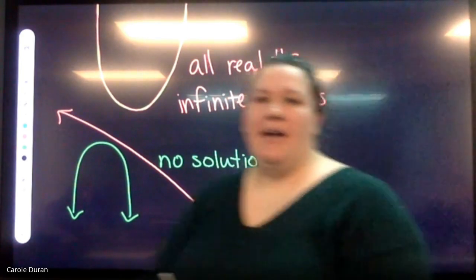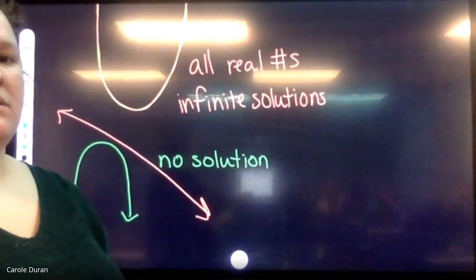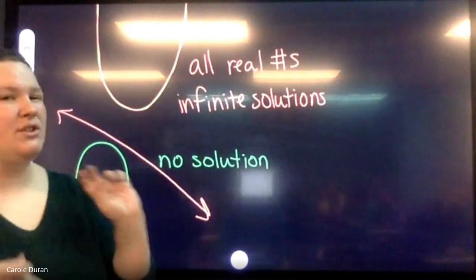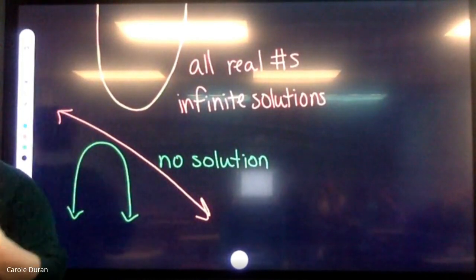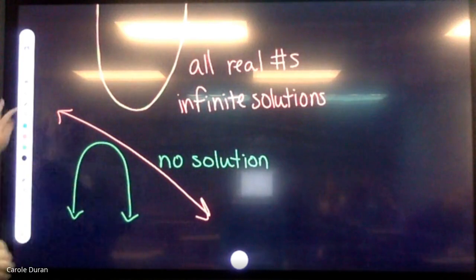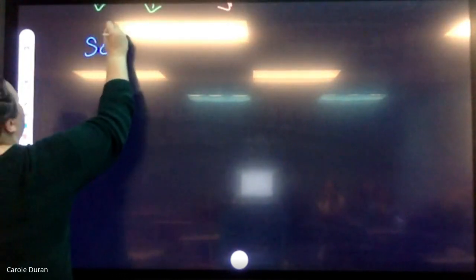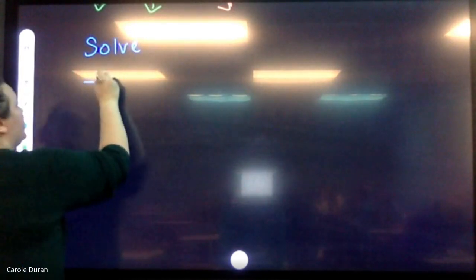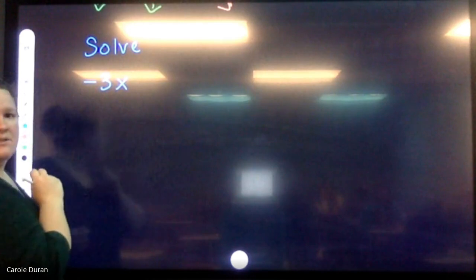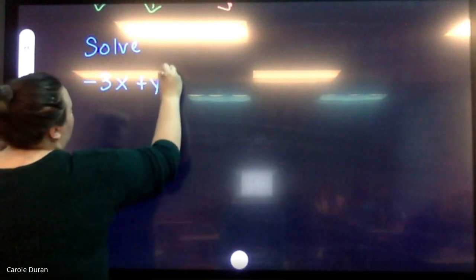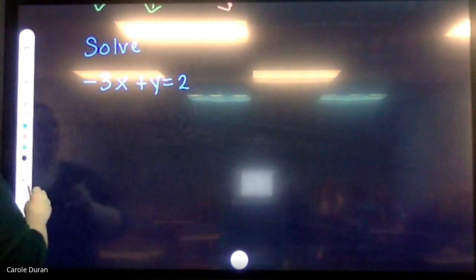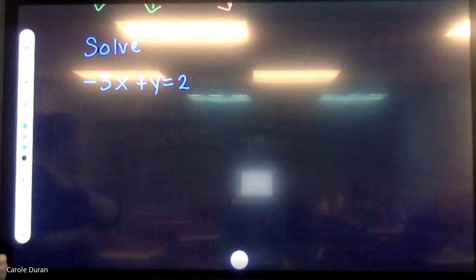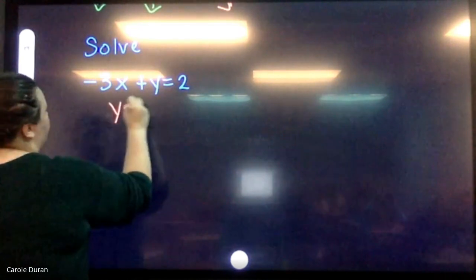Okay, so let's go ahead and actually look at some examples. We're going to start with two linear equations because that's what we're used to, and then we're going to build up from there. So the first example is I would like to solve this system of equations. My first equation is negative 3x plus y equals 2. My second equation is y equals x plus 6.